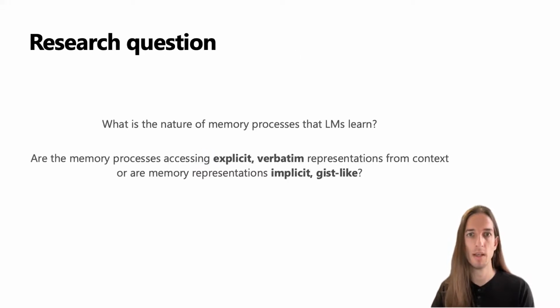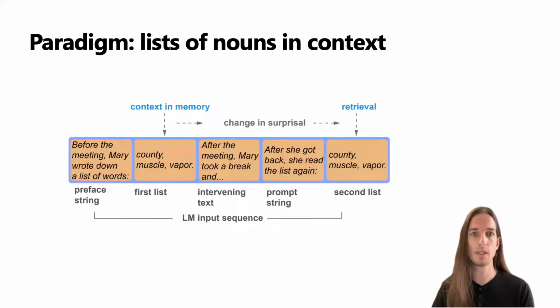language processing. Our question is, what is the nature of memory processes that language models learn? Specifically, are these representations explicit verbatim, or are they more implicit and gist-like? We study this by embedding two lists of nouns in short vignettes. These are fed as input sequences to language models. We're then interested in knowing how does language model surprise change on the second list relative to the first list.